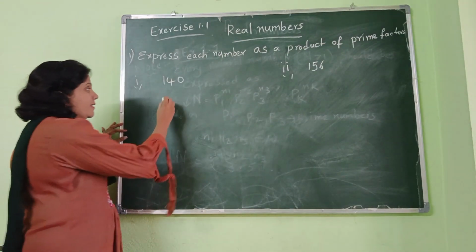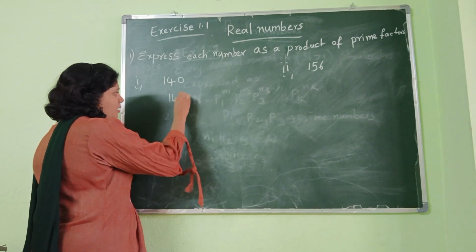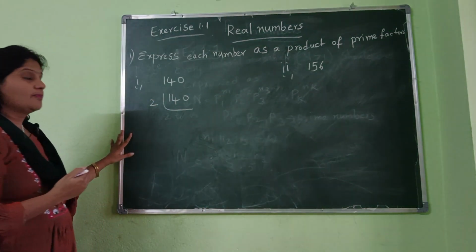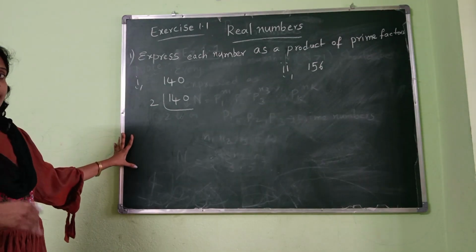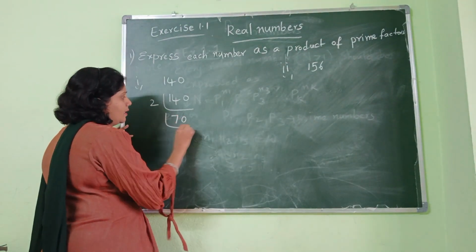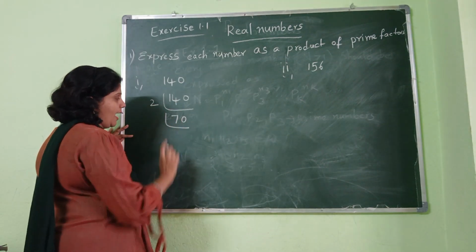Okay, let's solve this. So 140. How should we write the prime factors? First check whether it is possible with the 2 table or not. Check from 2 to 11. 2 sevens are 14. Write 0 as it is, down.